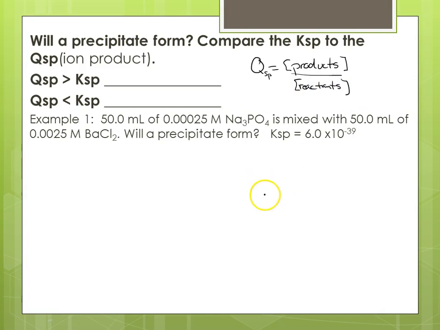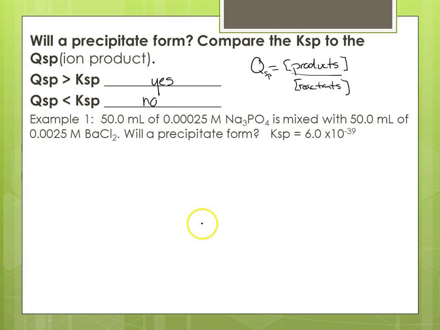If you do the calculations for Q and you find that your Q is greater than KSP, whatever you're working on will form a precipitate. If your Q is less than your KSP, then no precipitate will form. So let's take a look at a sample problem here.